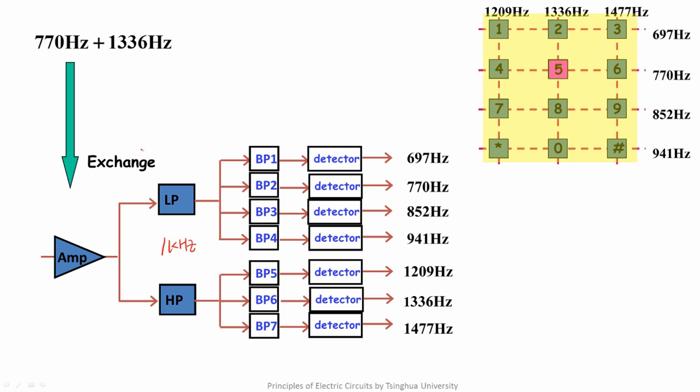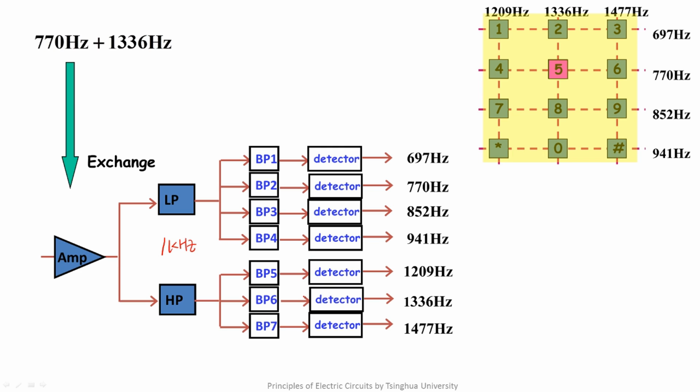That is to say, a signal of 770 Hz can go through the LP filter, and a signal of 1336 Hz can go through the HP filter. There are 4 BP filters behind the LP filter. That is to say, they correspond to these 4 frequencies, which are less than 1000 Hz. There are 3 BP filters behind the HP filter. They correspond to these 3 frequencies, which are greater than 1000 Hz.